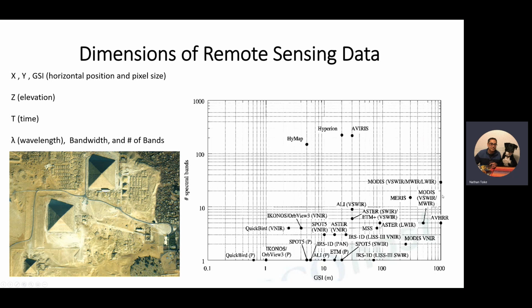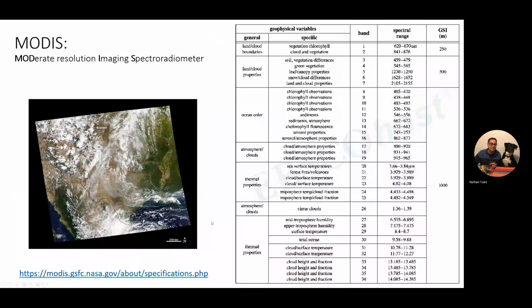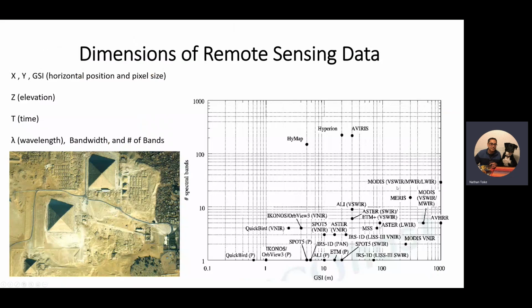So MODIS shows 7 bands. Is that right? It actually has more than that. So I'm a little confused about that. Oh, sorry, these are different parts of MODIS. So MODIS visible near infrared, MODIS visible shortwave infrared, and microwave infrared. So different parts of MODIS have different bands.